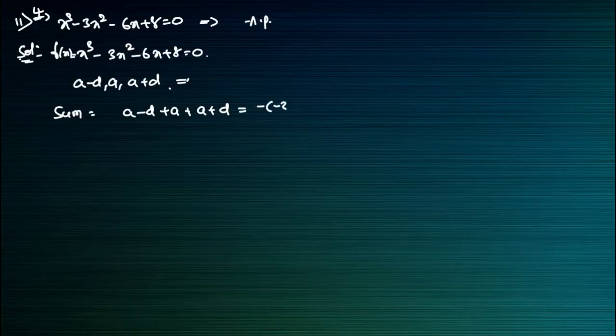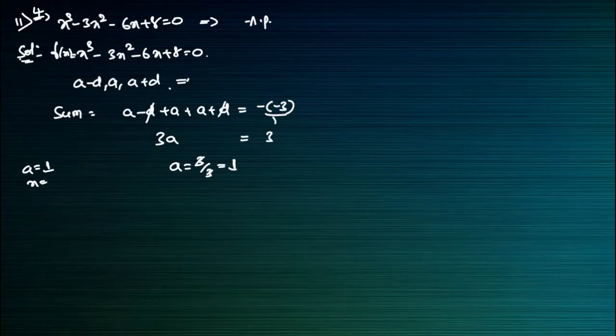Minus 3 by a, so 1 is equal to plus 3 will come here. After this, minus d plus d will get cancelled, so 3a is equal to 3. So a is equal to 3 by 3, and 3 and 3 will get cancelled, it will become 1. So a is equal to 1, which means x is equal to 1. So one factor, or one root, we got here.